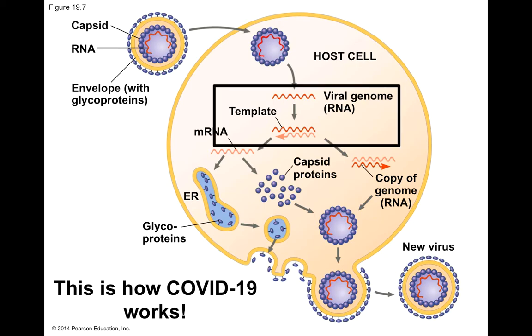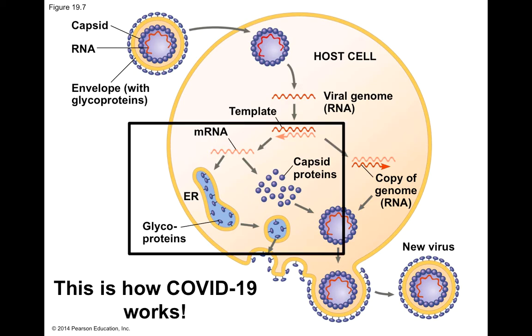The viral RNA is transcribed to make a messenger RNA. This is done by a viral RNA polymerase because our cells don't go from RNA to RNA, so we don't have that particular enzyme. So the virus has to supply its own enzyme for that.